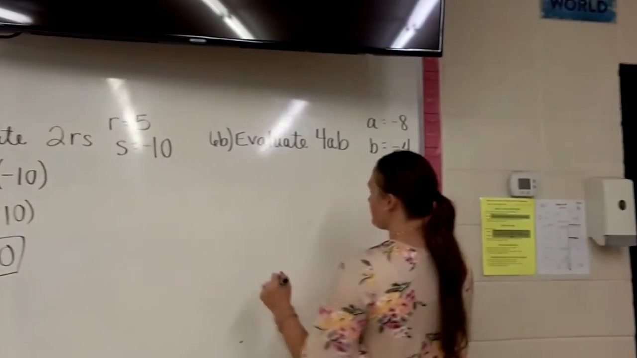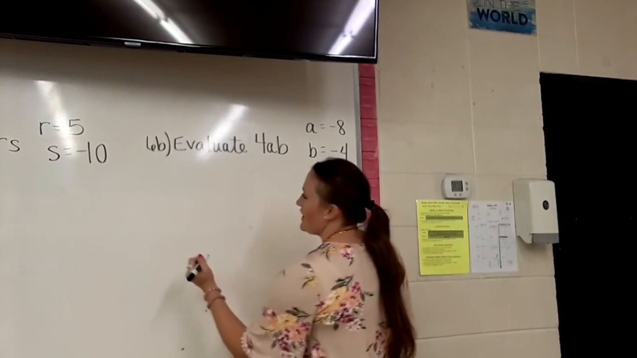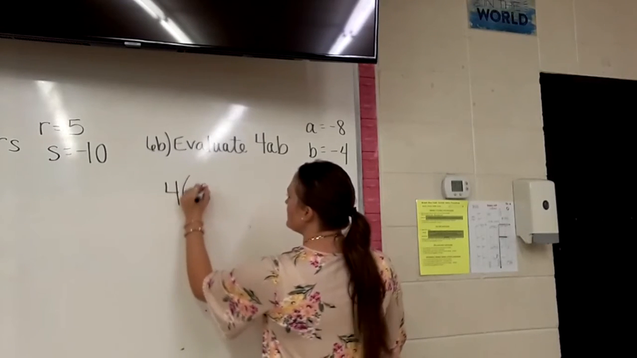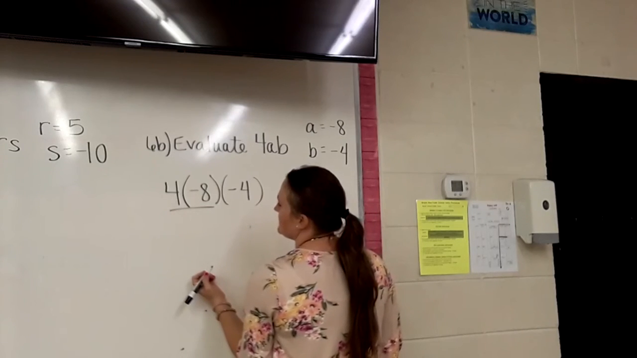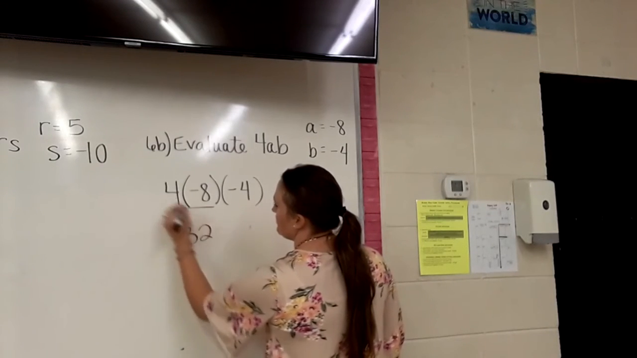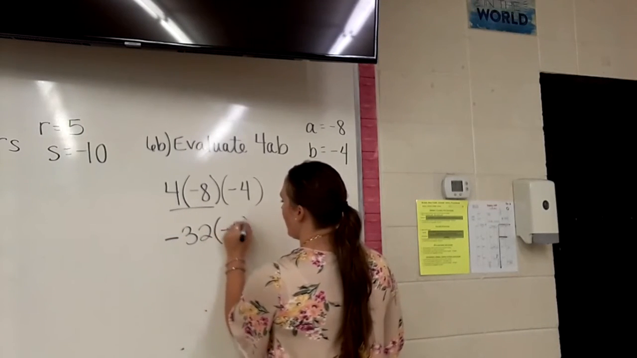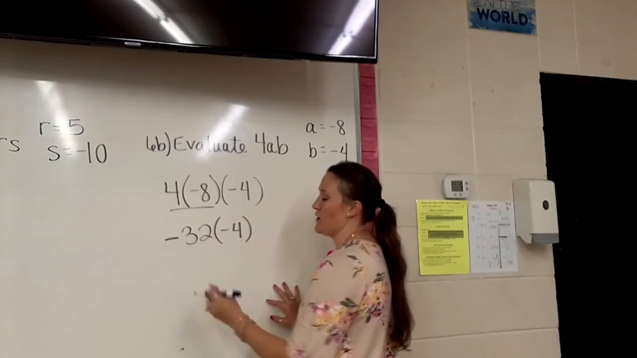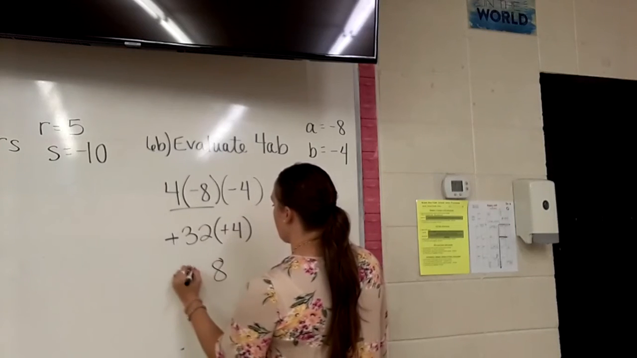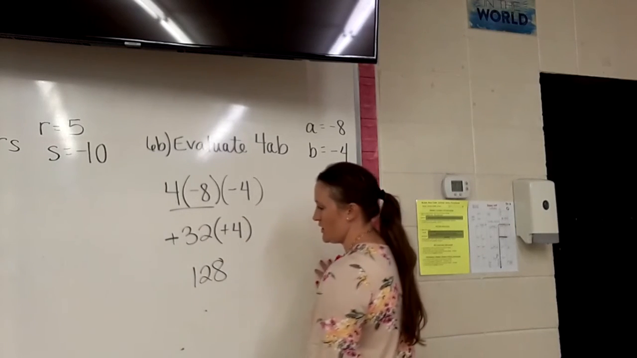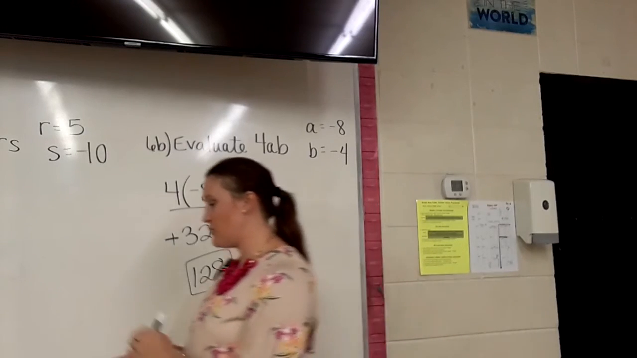Okay, 6b. Evaluate 4ab. That means 4 times a times b. A is negative 8, b is negative 4. So 4 times negative 8 times negative 4. 4 times 8 is 32. Positive and a negative is negative. I now have negative 32 times negative 4. Negative times a negative is positive. 32 times 4 is 128.